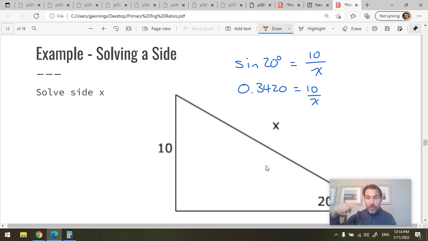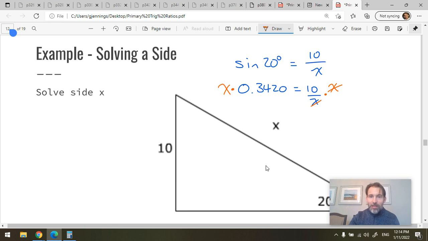First, I move x to the top. And one way I can do that is by multiplying both sides by the unknown, by x. So that's going to be x times what I have on the top on both sides. That way, this x cancels that x on this side of the equation. And now I have a new equation. X times 0.3420 is equal to 10.